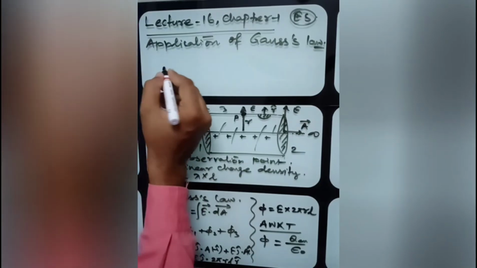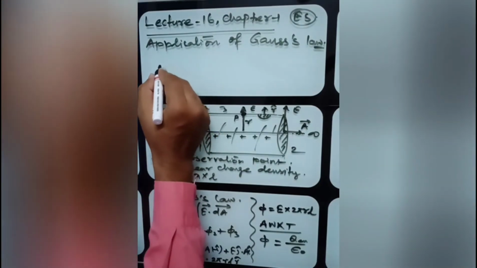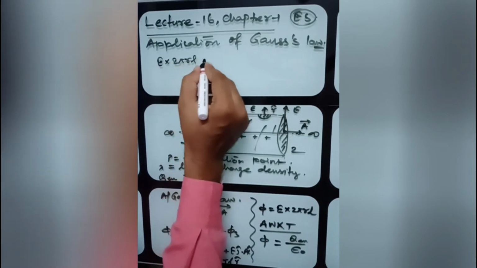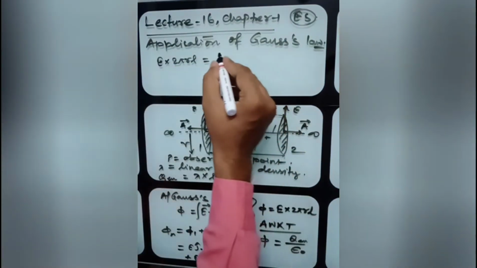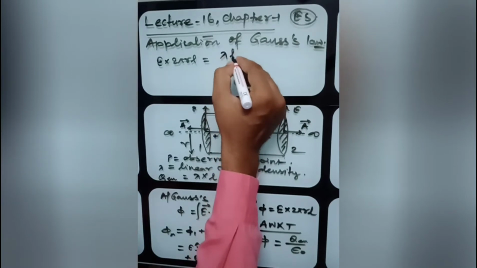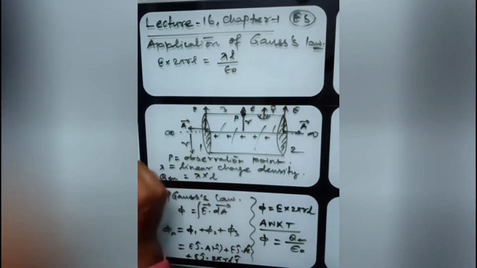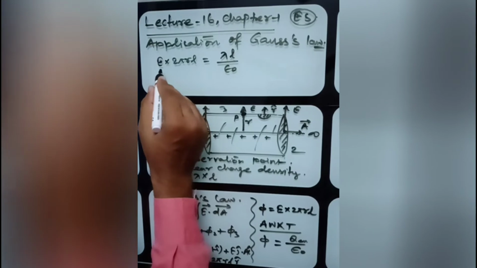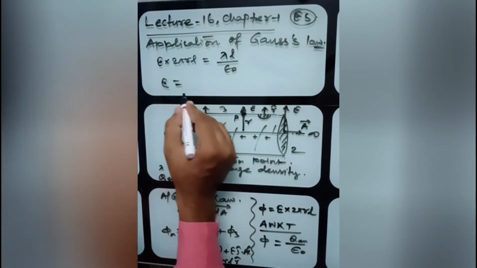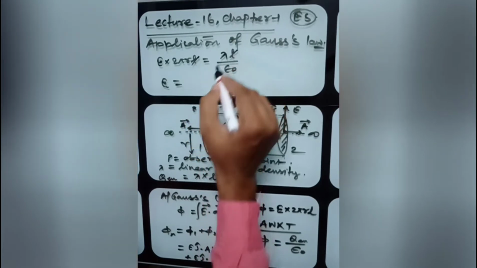So we can write here E times 2 pi R L equals Q enclosed, which equals lambda times L over epsilon naught. I hope you are getting it. Now we have to find the electric field. We are near our result. L will be cancelled out.